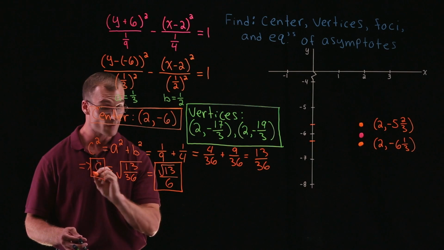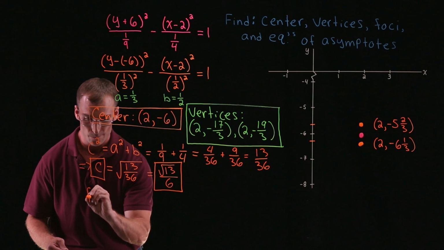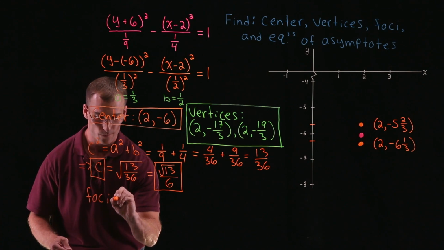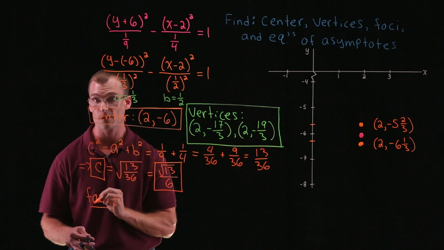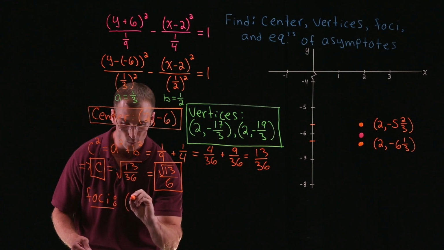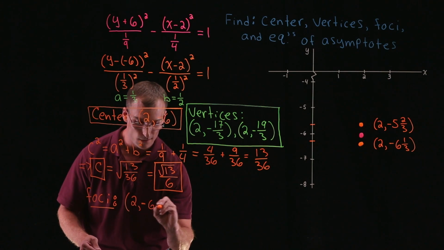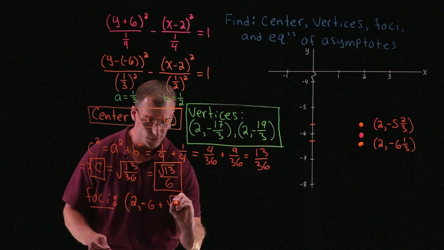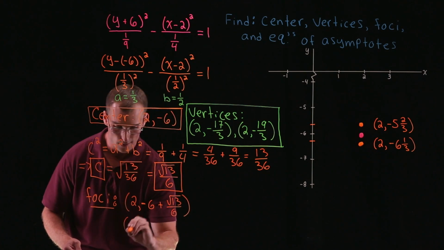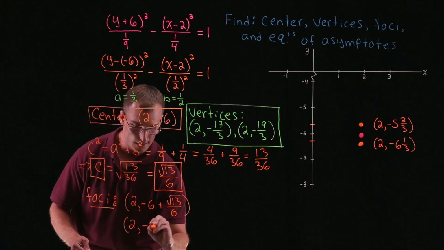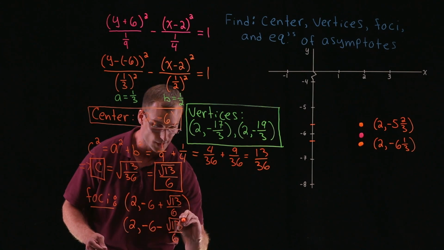Okay, so there's our value of c. Again, how's that going to help us with the foci? Well, our foci are the points at our center going up or down the value of this c. So these are going to be the points with x value 2 and y value, say, -6 plus c, or plus root 13 over 6, and x value 2 and -6 minus c, or minus root 13 over 6.